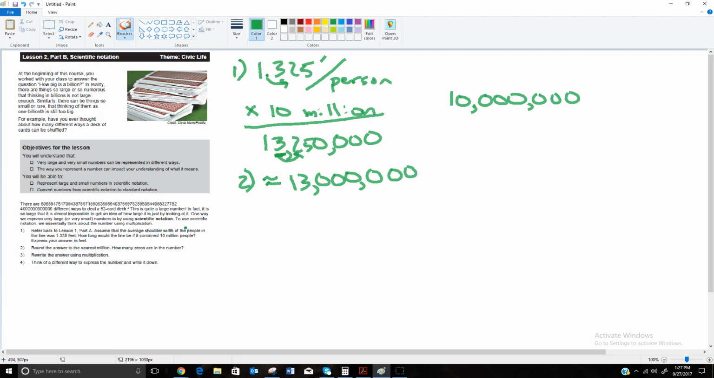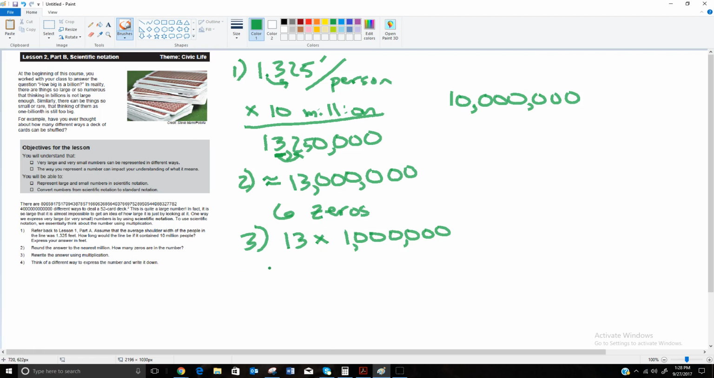but it says to round it to the nearest million. So how many zeros are in this number? Well, there's 6 zeros in that number. And we're supposed to rewrite this answer using multiplication. So we're not going to quite use scientific notation yet, but we're going to think of this as a multiplication. So you could think of that as 13 times a million. So 13 million is 13 times a million.